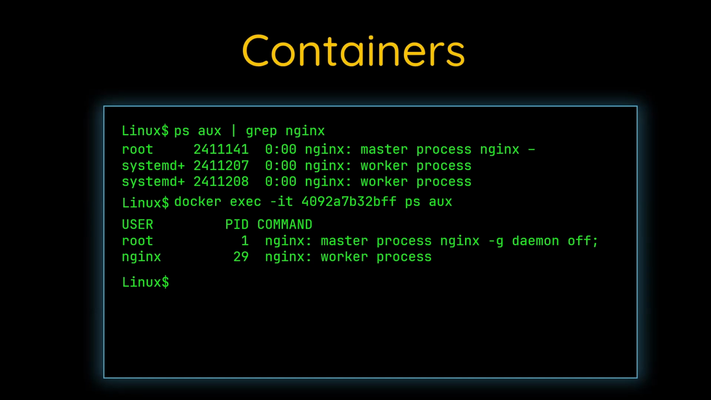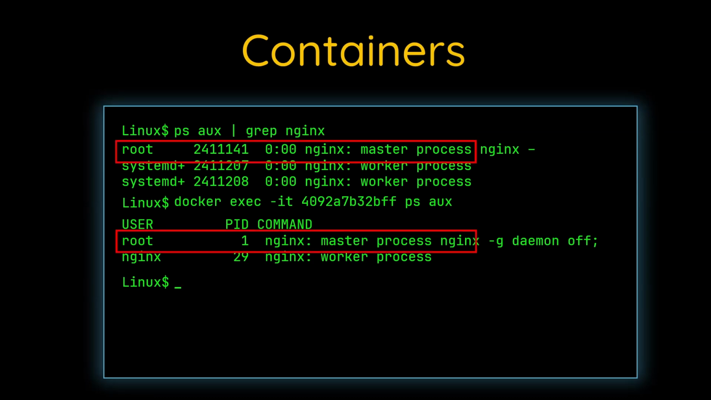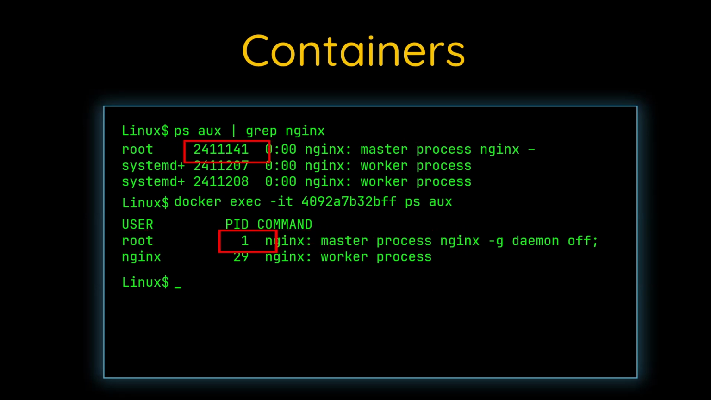Now let's take a look inside the container itself. Just run docker exec to jump right in and check the processes. As you can see, the exact same Nginx processes are running here too, but they have completely different PIDs, like PID 1 for the main Nginx process instead of what we saw on the host. This magic happens because of PID namespaces, one of Docker's core isolation features that creates a completely separate process ID space for every container.